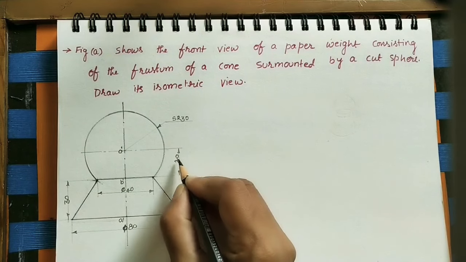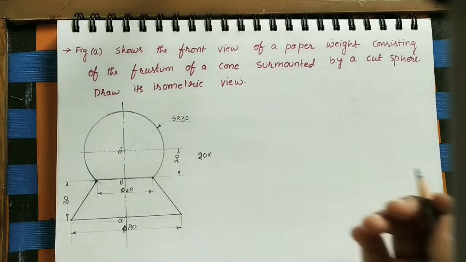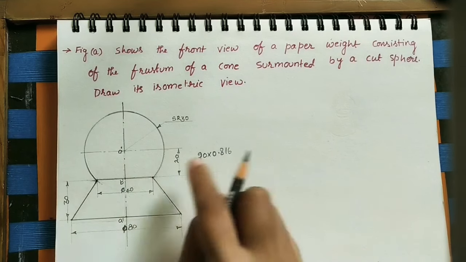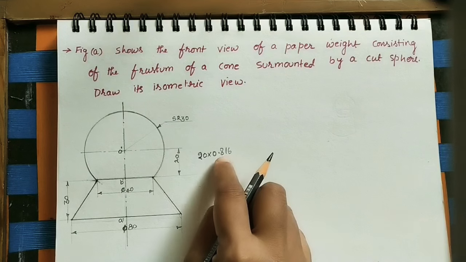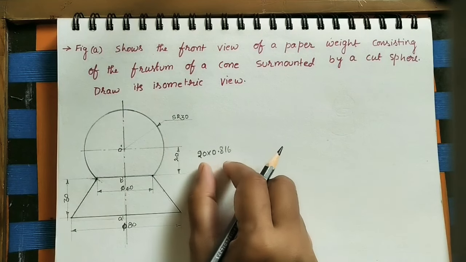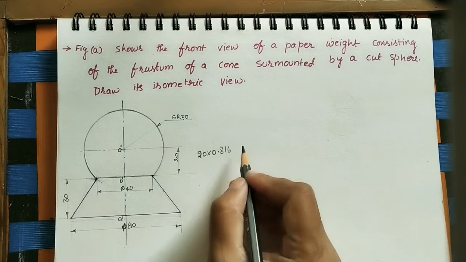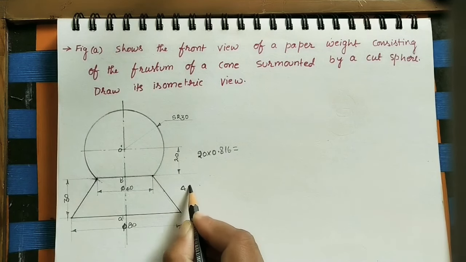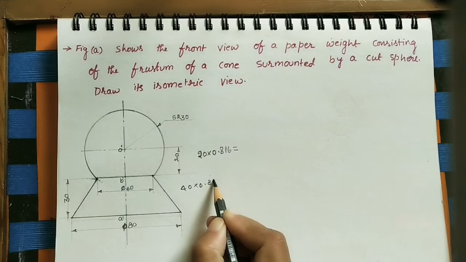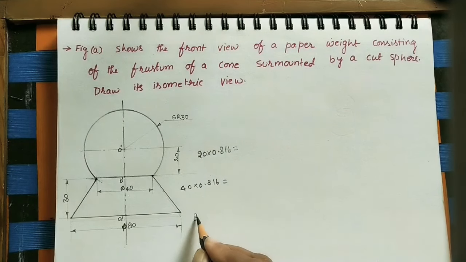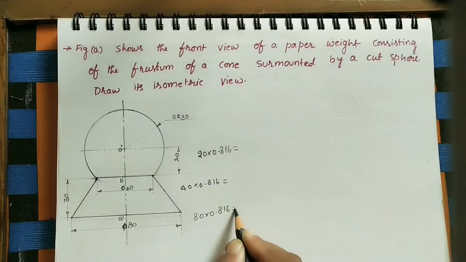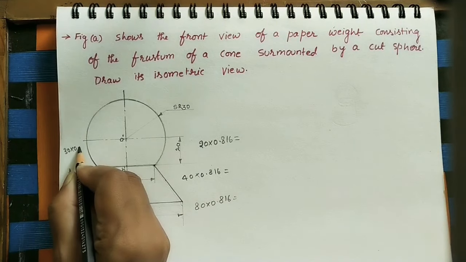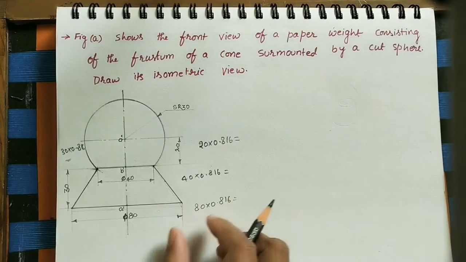Remember that value. Multiply this value, 20 into 0.816. So multiply all these values with this value. In engineering drawing, always remember this value, 0.816. Whatever value we get will be less than this 20. So initially we will calculate all the values. Here 40 into 0.816, outside the diagram I will do, and here 80 into 0.816, here it is 30 into 0.816. Calculate all these values by using the calculator.